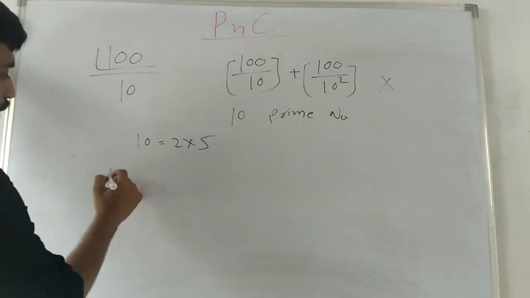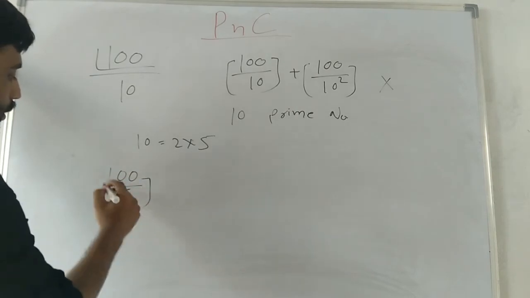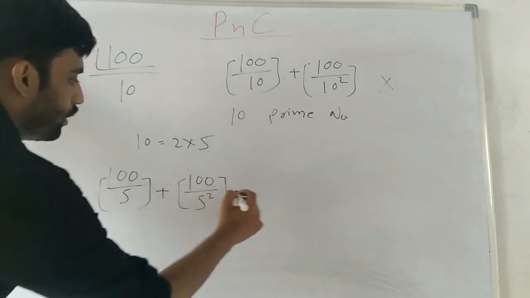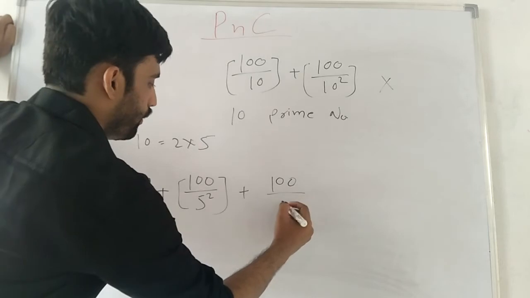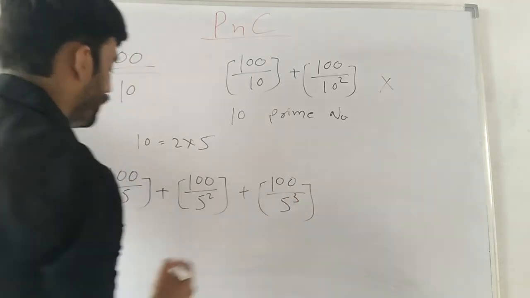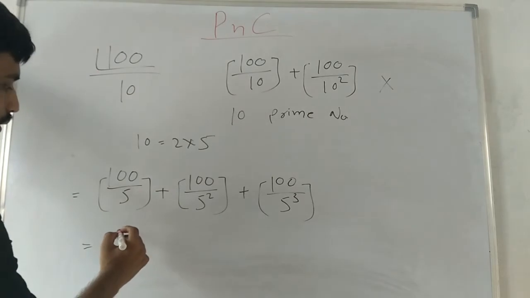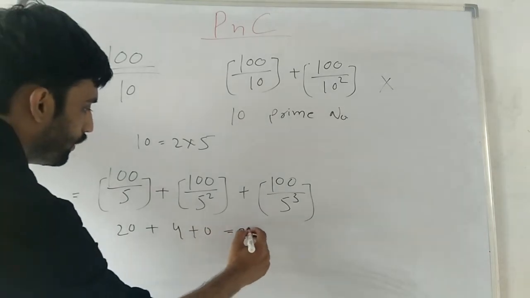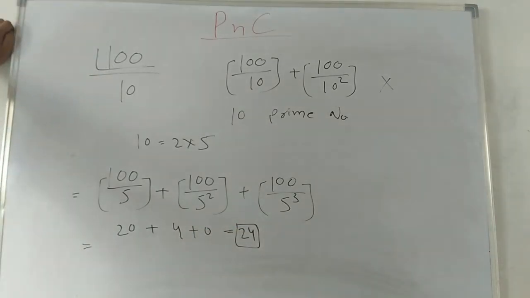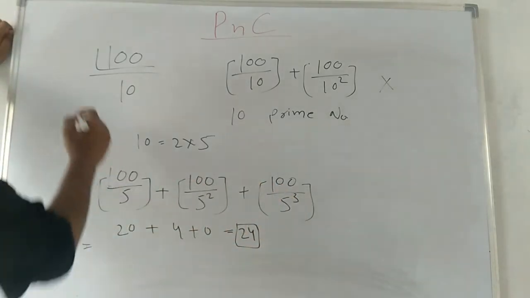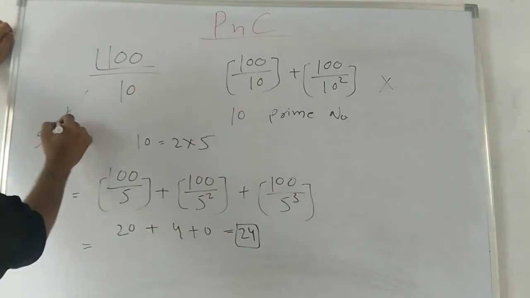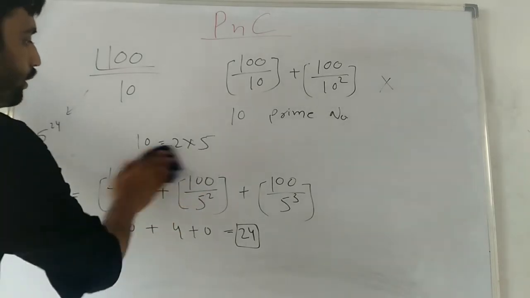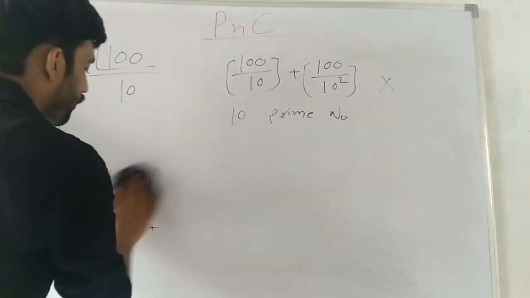So solving it with 100 upon 5 plus 100 upon 5 to the power 2 plus 100 upon 5 to the power 3, we will get 20 plus 4 plus 0, which means we will get 24. We will get 5 to the power 24 in the expansion of factorial 100. Now repeating the same process with 2. Let's check what will happen.